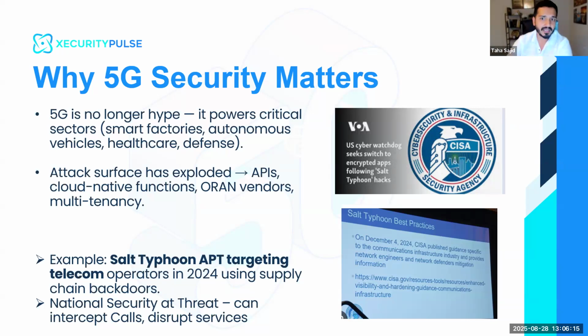Basically, they exploited supply chain backdoors, and from the core routers, they came into the network infrastructure, and they exploited lots of subscriber data, which is a national security threat, because they can easily intercept calls. If the attacker is inside your telecom network, whatever calls you are having, whatever data you are streaming, they can get hold of all that information, which is very critical.